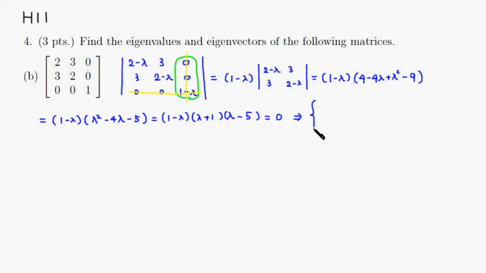This will give you 3 eigenvalues. I'll start with the smallest one: lambda 1 is negative 1, lambda 2 is positive 1, and lambda 3 is 5. Then for each lambda, we should be able to find the corresponding eigenvectors.